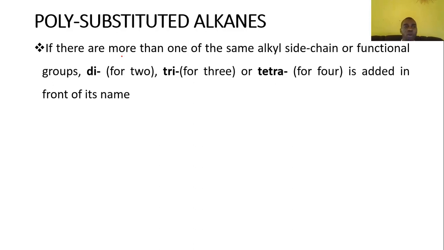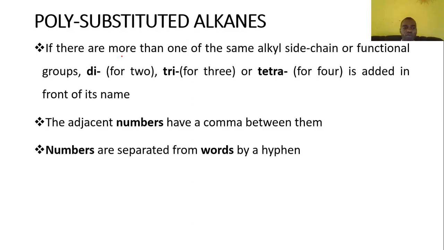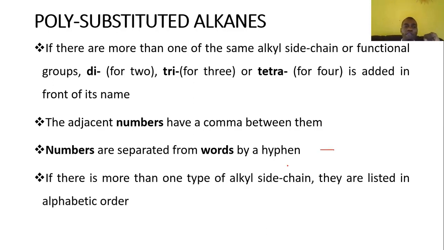Okay. Now, there is a situation where they are polysubstituted all right, but they are not the same. If such happens, then you're just going to follow the alphabetical order. All right. Also remember that adjacent numbers have a comma between them. The numbers are separated from words by a hyphen. A hyphen, simply what you saw like a dash. Okay. Then if there is more than one type of alkyl side chain, they are listed in alphabetical order. So those are the simple rules that you need to follow.